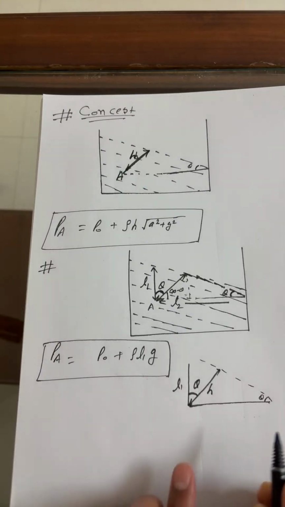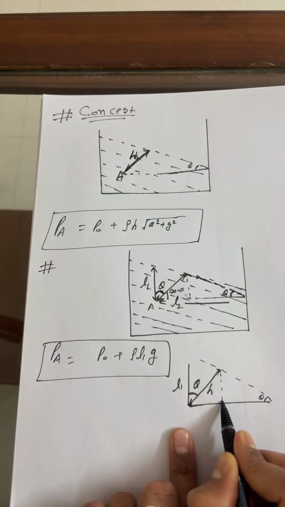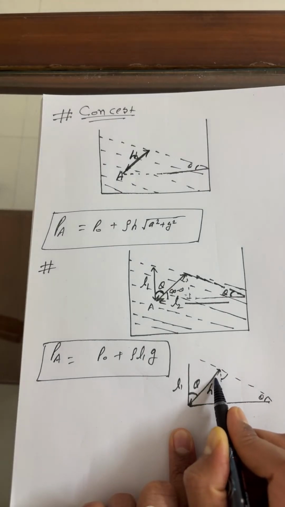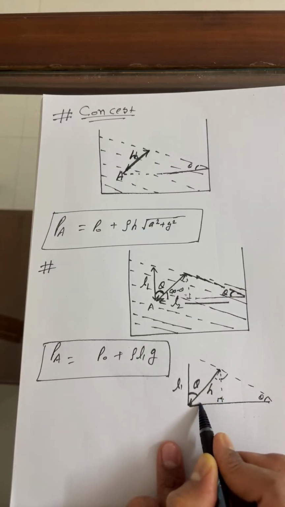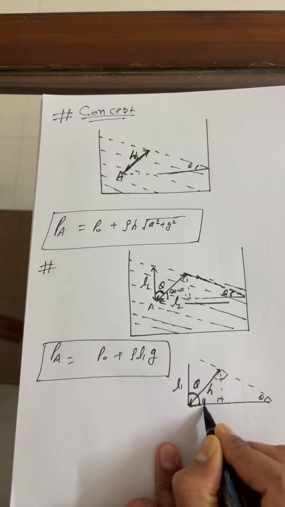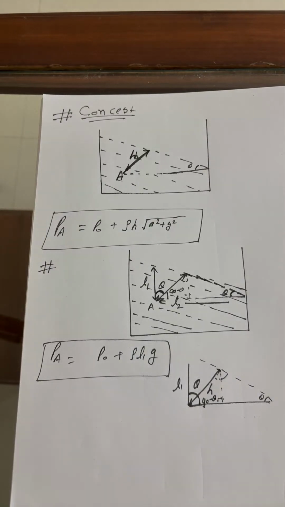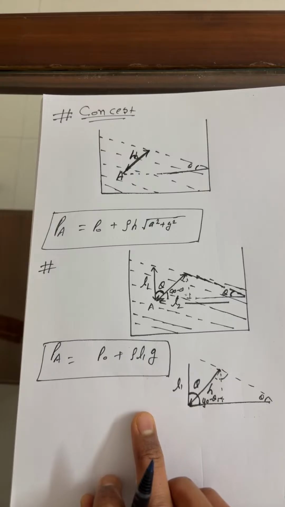I hope you got the point. Again I'm repeating here: this is theta, this is 90, this is 90 minus theta, so this remains theta. This is also 90, so this is 90 minus theta, so this is again theta. This is again theta, right?